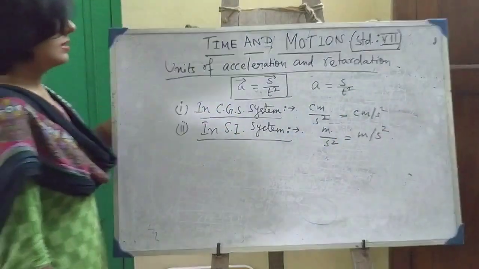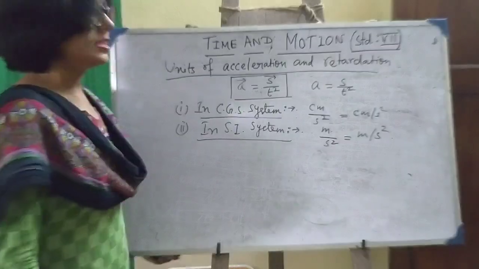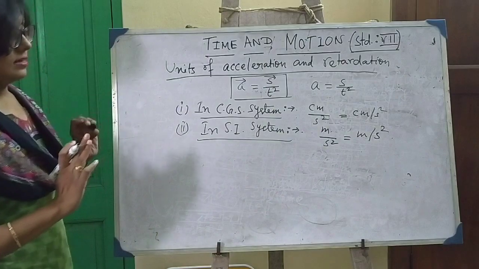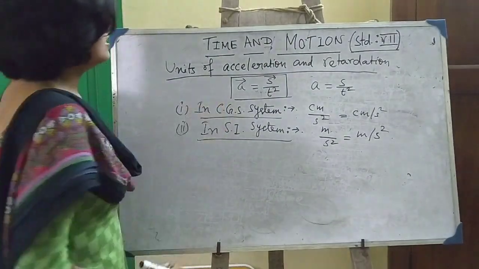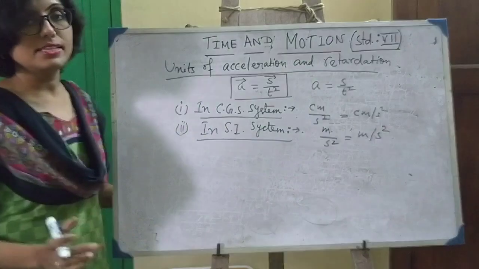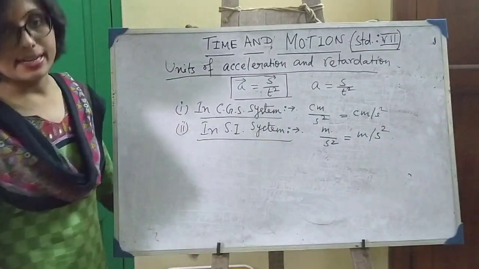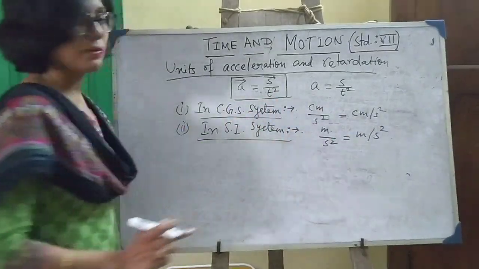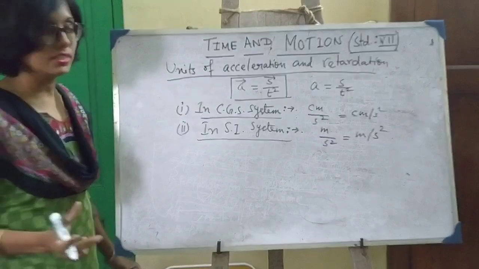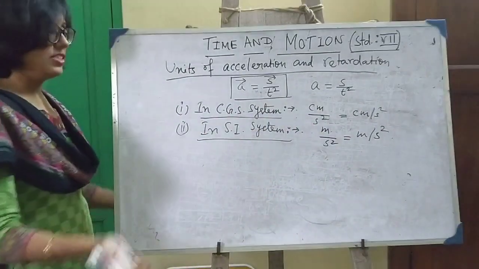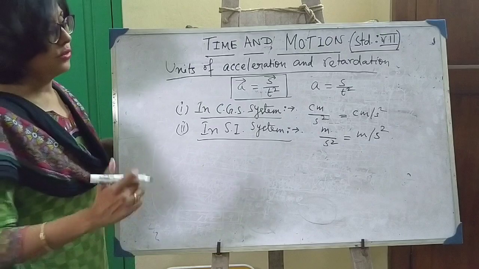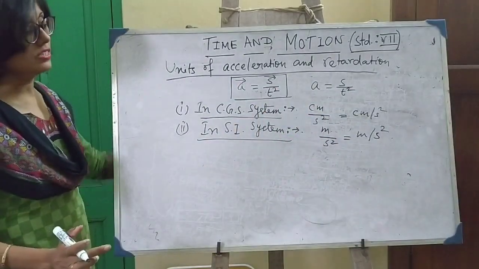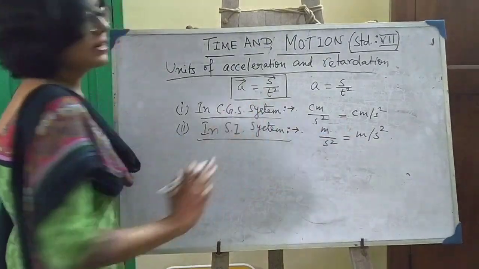Now what is the unit of deceleration or retardation in CGS system and SI system? We have already seen that the relation between deceleration and acceleration is the same with the negative sign. So if the CGS unit of acceleration is centimeter per second square and the SI unit of acceleration is meter per second square, then the CGS unit of deceleration will be the same, that is centimeter per second square, and the SI unit of deceleration is also the same, that is meter per second square.